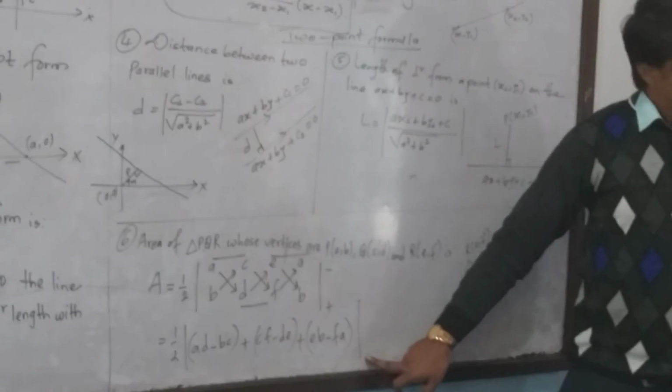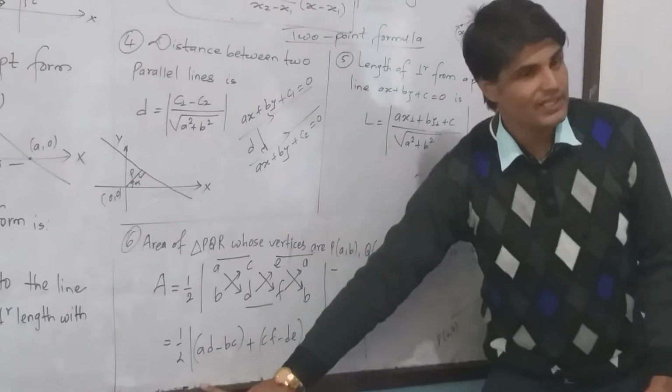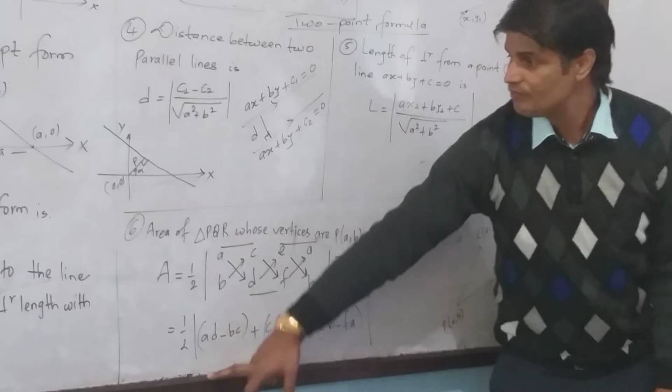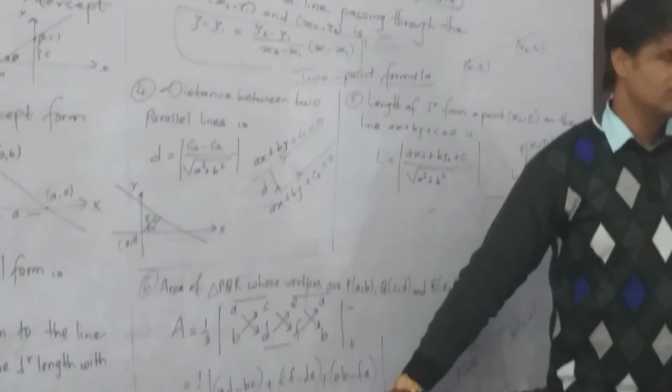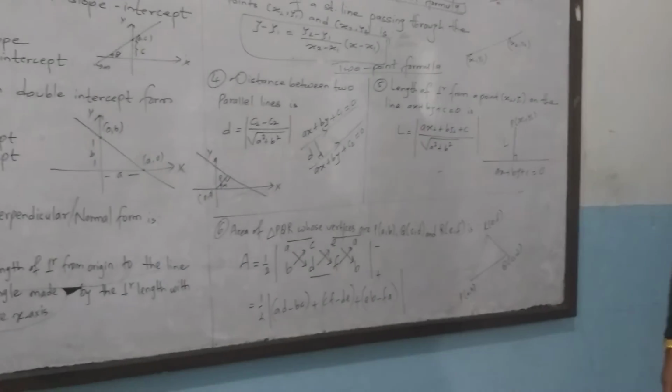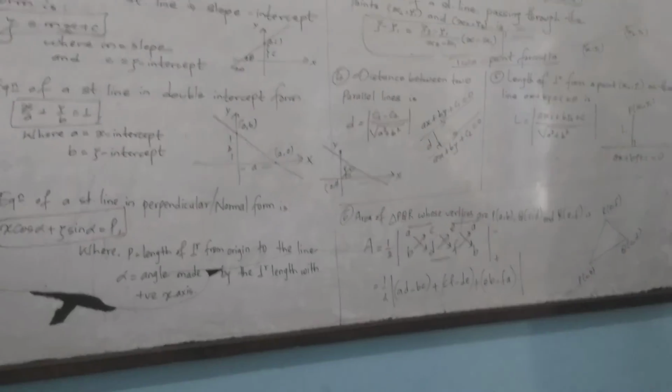The aim of using this absolute value is that area is never negative. Length is never negative. That's why we are using the absolute value. Any confusion? No. Okay. Then, thank you.